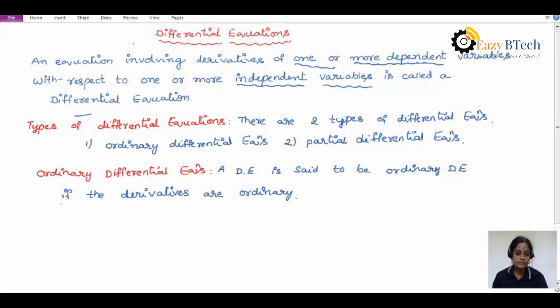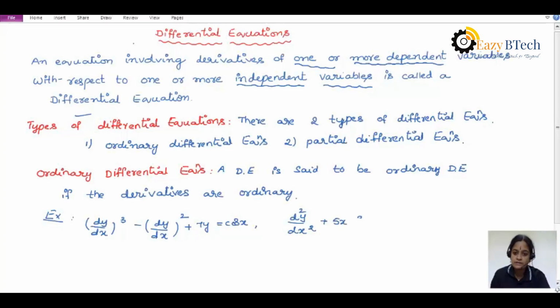So for example, (dy/dx)^3 minus (dy/dx)^2 plus 7y is equal to cos x is one example. And one more example, d²y/dx² plus 5x (dy/dx)^2 minus 6y is equal to 0. Both are examples of ordinary differential equations.